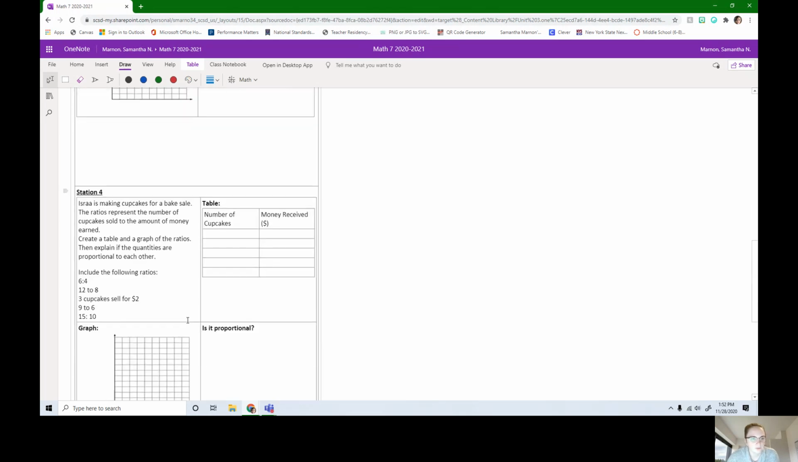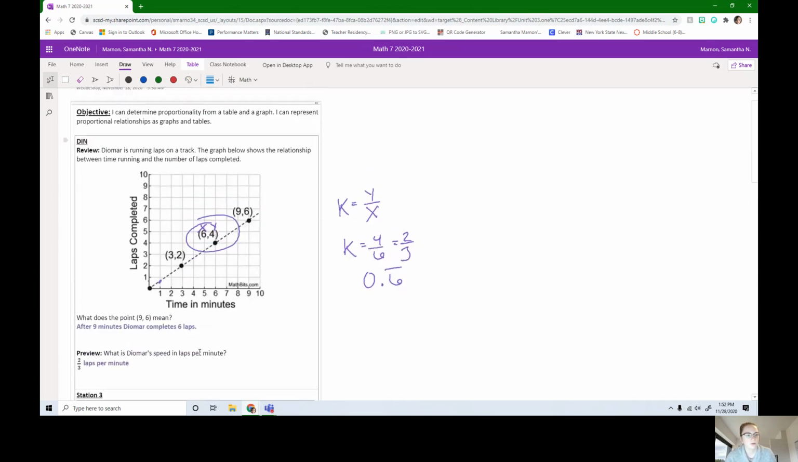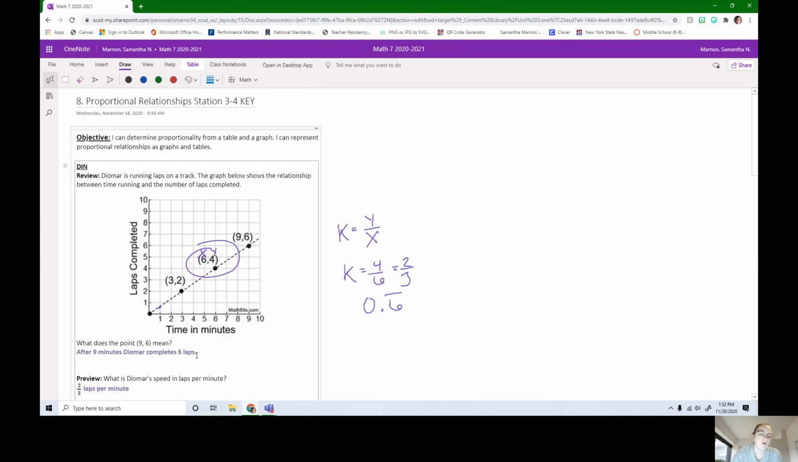So that's going to be pretty much it for today. These 2 stations and your exit ticket. Make sure you're going back into Canvas, clicking mark as done when you've completed the entire lesson. And then also check to see if there's anything else you need to complete for today in Canvas. So if you have any standard quizzes, if you have any Imagine Math, or if there's an independent practice.